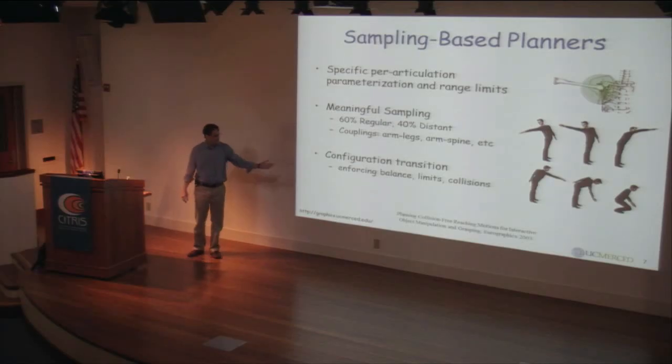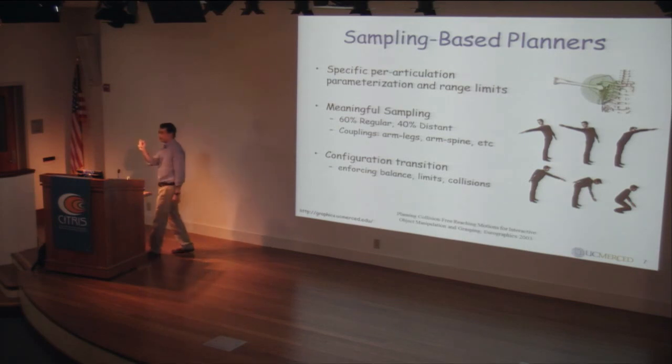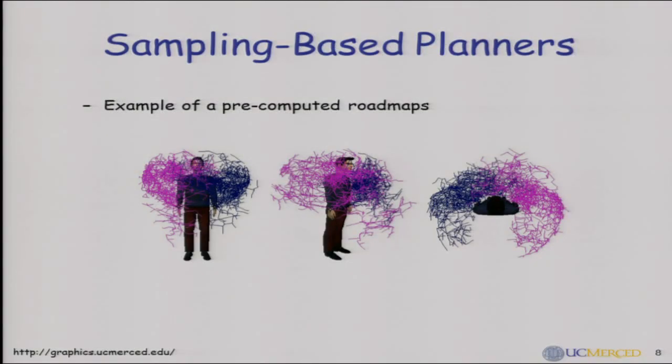And then once we are able to sample several of these motions, we can evaluate transitions between two nearby samples. Every transition becomes a small piece of motion that we test for enforcing balance constraints, limits, and being collision-free. And with that, we can connect all these pairs of valid transitions and build graphs. And this is an example of these graphs. This is called in the literature a pre-computed roadmap.